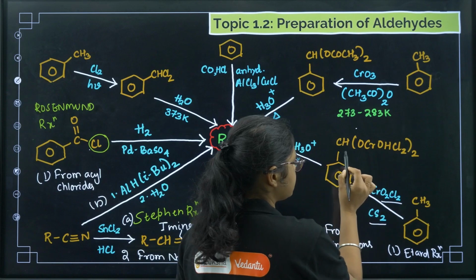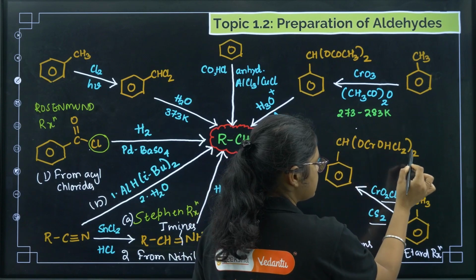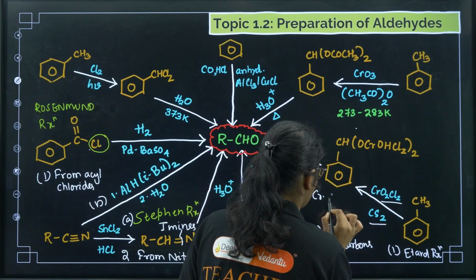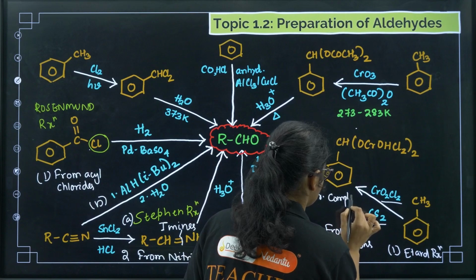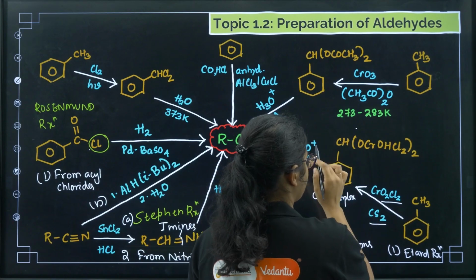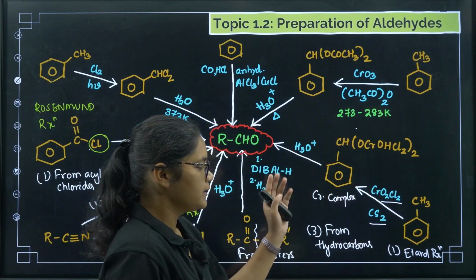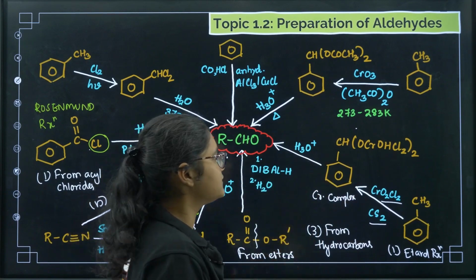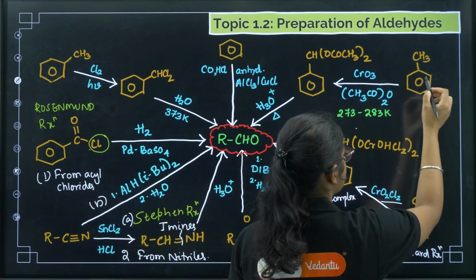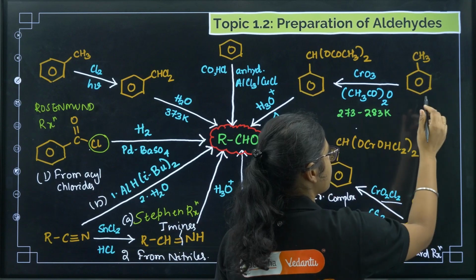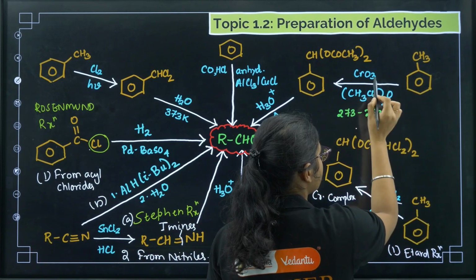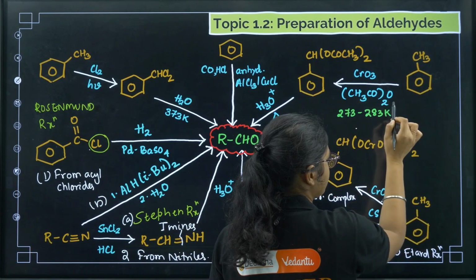So we'll get a complex like this, C6H5CH(OCrOHCl2)2. This is your chromium complex. Then you treat it with H3O+ and we will get RCHO. So this is the first method. Next you can do another reaction where you take the same methylbenzenes and treat them with chromium oxide and (CH3CO)2O.